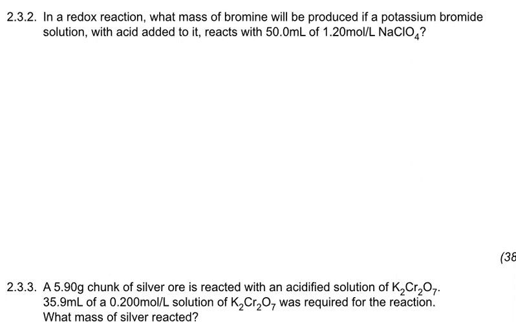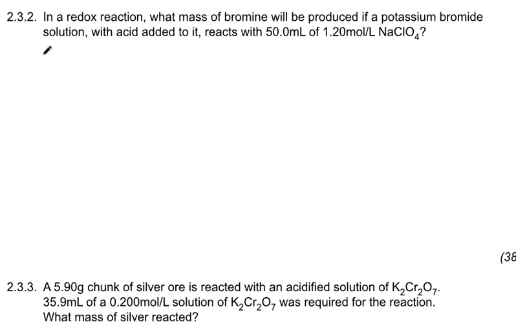So I suppose we could just tell you that and ask you to trust us, but instead let's do a little practice and reassure ourselves that yes, stoich still works here. So in a redox reaction, what mass of bromine will be produced if potassium bromide solution with acid added to it reacts with sodium perchlorate? Okay, so like in the previous questions, we're going to start with just a mixture of different species, and we'll figure out what reactions are going to occur. We'll get a balanced reaction, and then we'll do stoich with it.